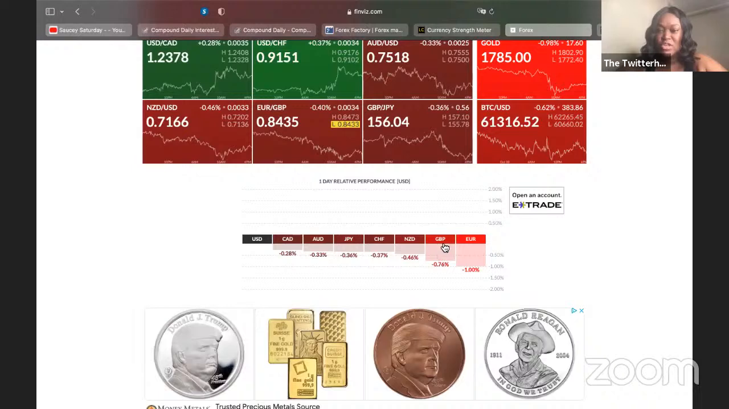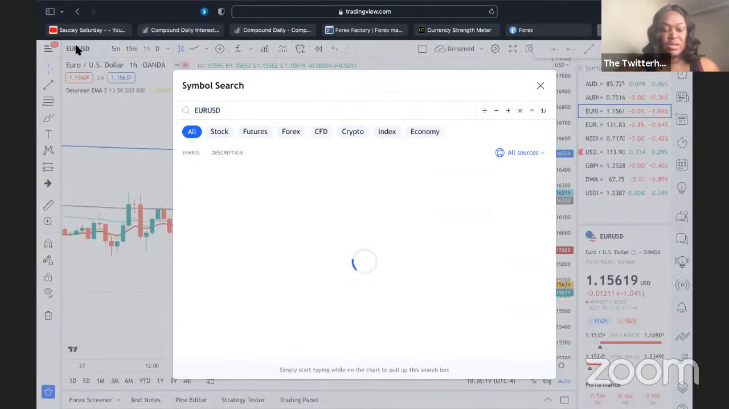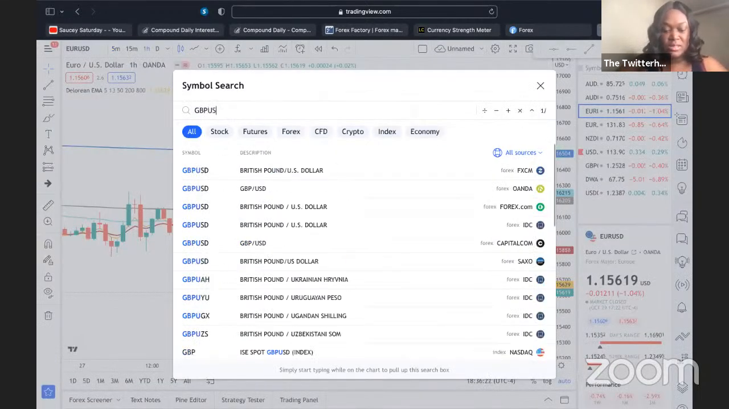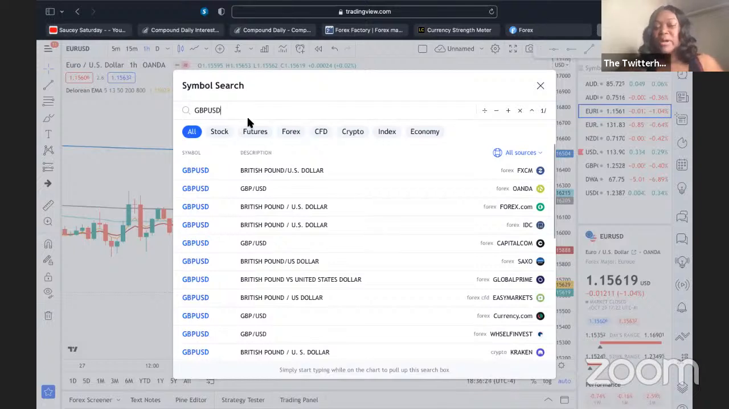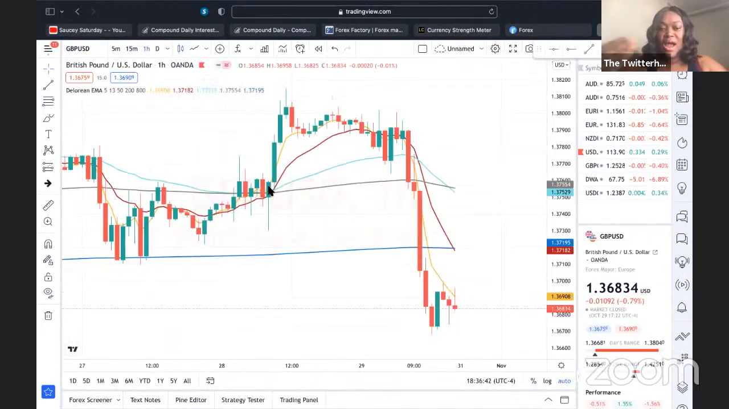Let's look at GBP USD and see if we can find it there. Go here, GBP USD. And when I search the currency, I'm always going to select the Oanda option. You notice there are several different options to choose from. You're like, which option should I choose? Select Oanda. Oanda is going to correspond more accurately with the price in your broker.